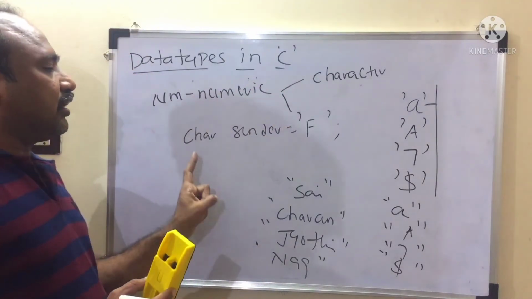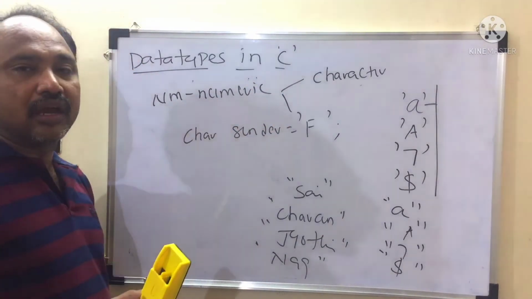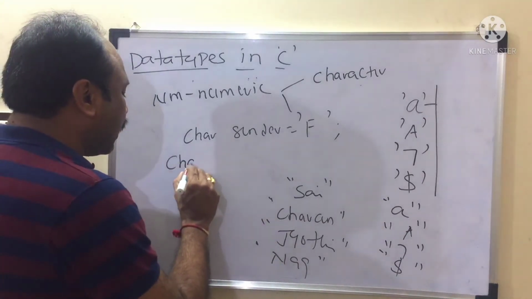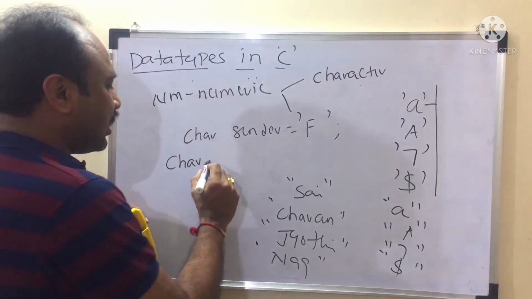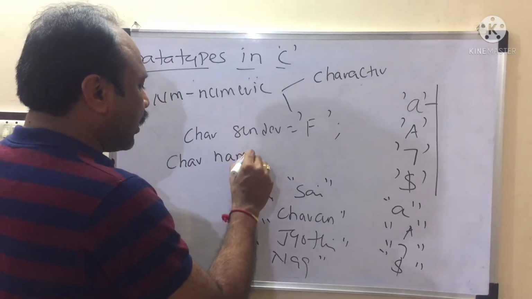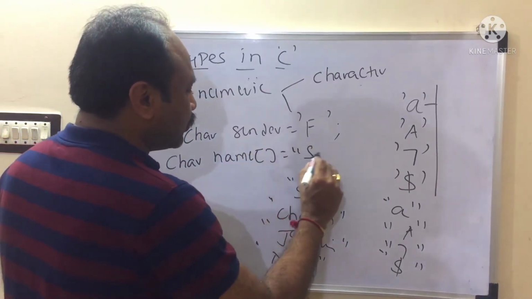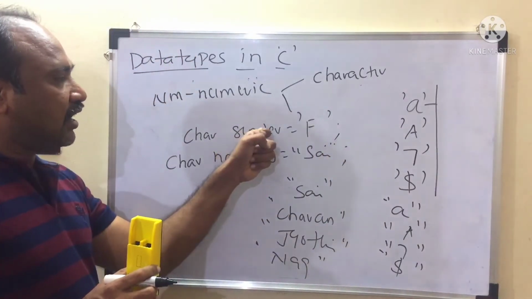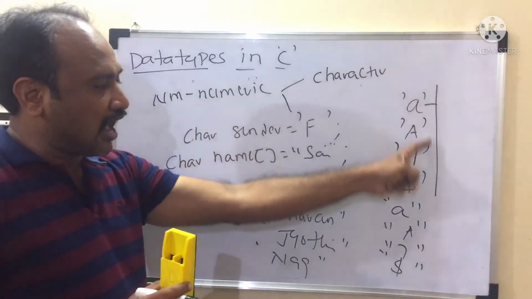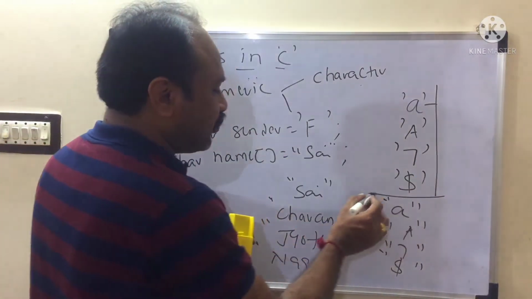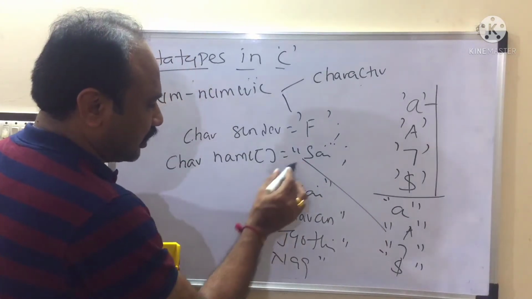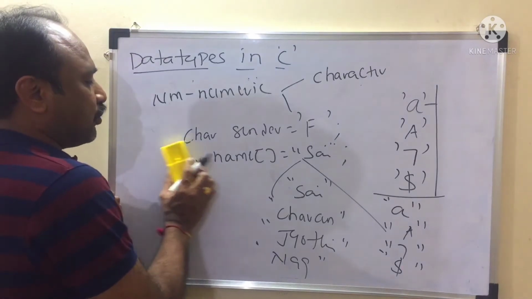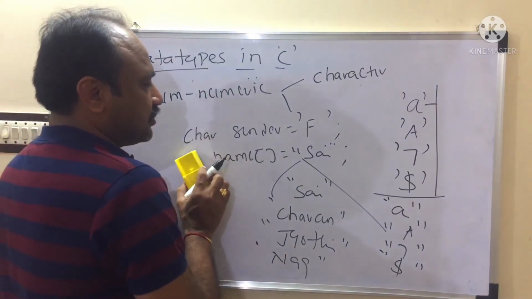To work with a single character, we are going to use char. To work with strings, we have to use character arrays. While discussing arrays, I will explain it to you. Char name equal to "Sai". This is called a string. To work with a single character, we use char and it will accept it like this. To work with strings, we have to use double quotes. They will accept all these things. Okay. There is one important question about characters.